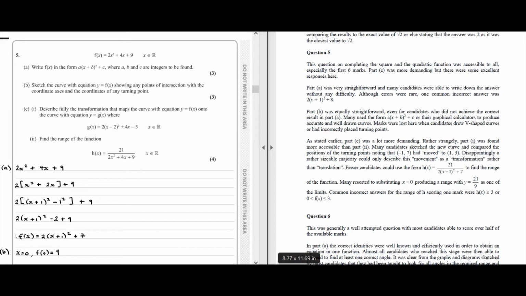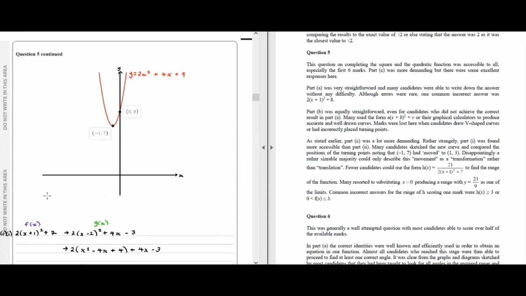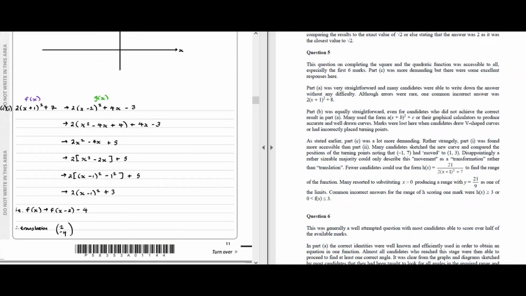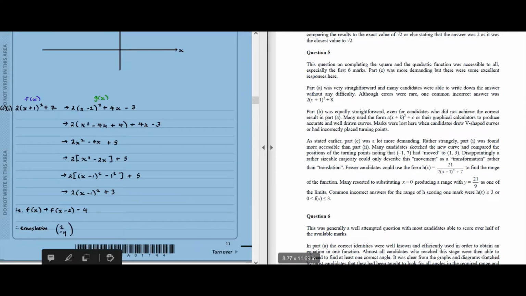As stated earlier, Part C was a lot more demanding. Rather strangely, Part I was found more accessible than Part II. Many candidates achieved the new curve and compared the position of the turning point, noting that (-1, 7) had moved to (1, 3). And if I go and have a look at my solution, that's what I did. Disappointingly, a rather sizable majority could only describe this movement as a transformation rather than a translation. And I thought if you write this stage over here, it becomes quite obvious that we have a translation.